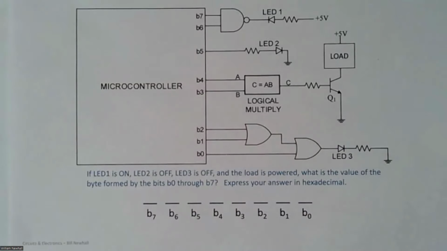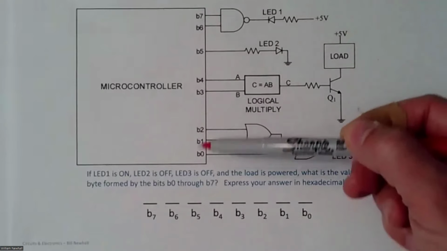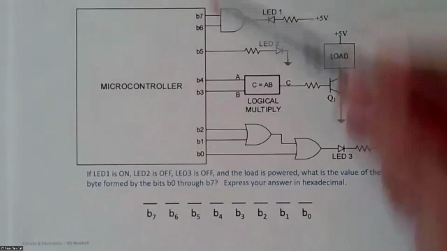Okay, so here's an example. This is an example like you would see on an exam or homework problem. So I wanted to work through this to show you what kind of questions could be asked about microcontrollers and logic, since we're covering these at a very high level. So here's an example of a problem, right? You have a microcontroller, and the microcontroller has digital outputs, B0 through B7.